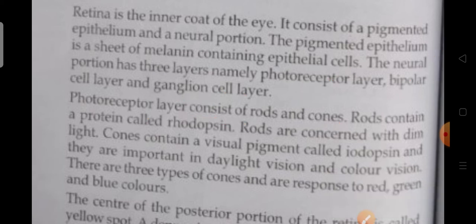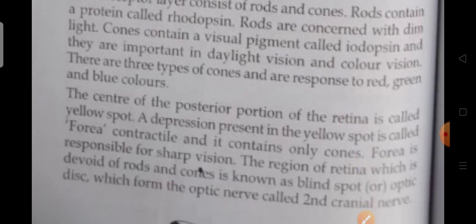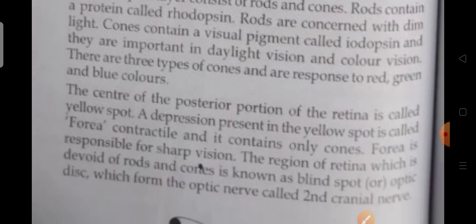Cones contain a visual pigment called iodopsin, and they are important for daylight vision and clear vision. There are three types of cones, which respond to red, green, and blue colors. The posterior portion of the retina is called the yellow spot. It has a depression called the fovea centralis, which contains only cones. The fovea is responsible for sharp vision.